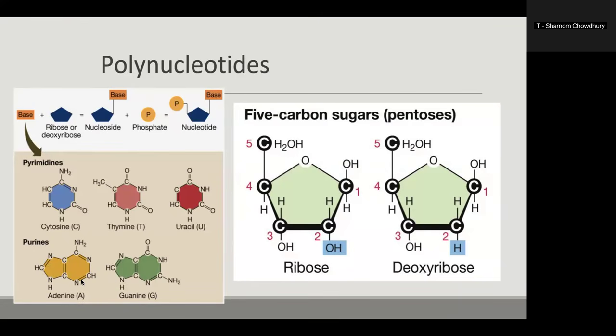A common mnemonic that people use is pure as gold. So your purines are adenine and guanine, and you have your pyrimidines, which are cytosine, thymine, and uracil. Uracil is particularly found in RNA. So these are your bases. Then you have a ribose or a deoxyribose, as well as a phosphate.